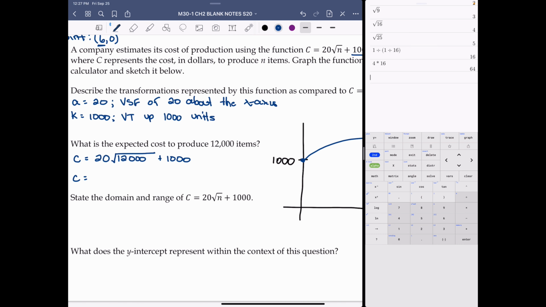Hit exit, go back to our calculating screen. 20 times the square root of 12,000, get out from under my square root, plus 1,000. So we get the cost would be $3,190.89.